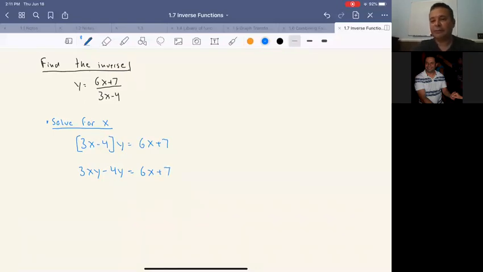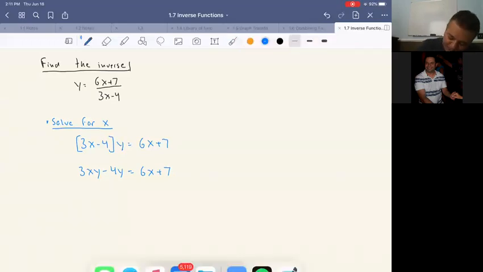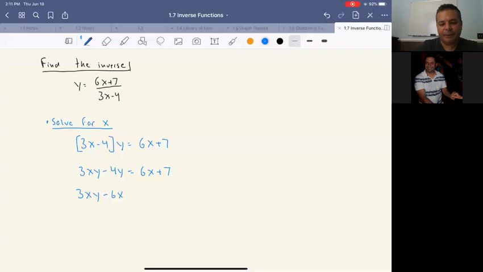plus 7. All right, now what we want to do, we want to get all the x's on one side. So we're going to move this 6x over to this side and this 4y over to this side. How are we going to do that? Basic algebraic operations. 3xy minus 6x equals 4y plus 7.